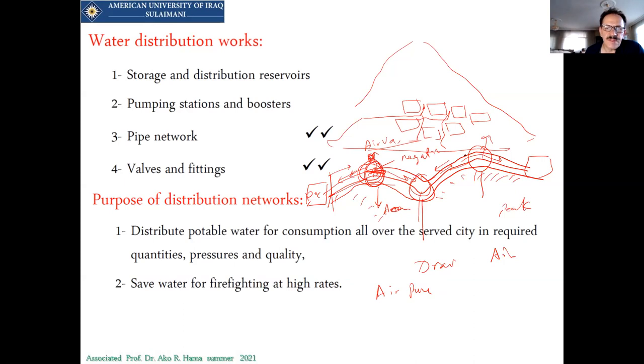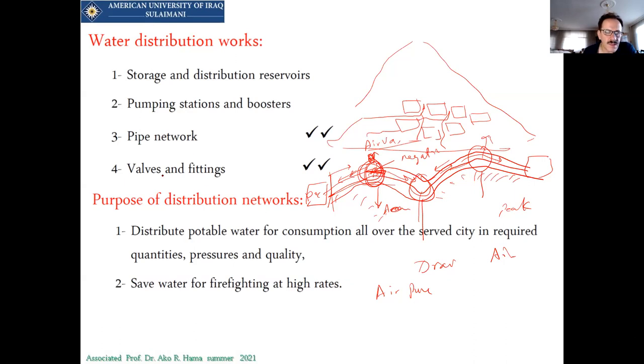This is the need of air valve. And by the way, the air valves are very expensive. And usually you have to make it in a very good setting because it will be damaged early.